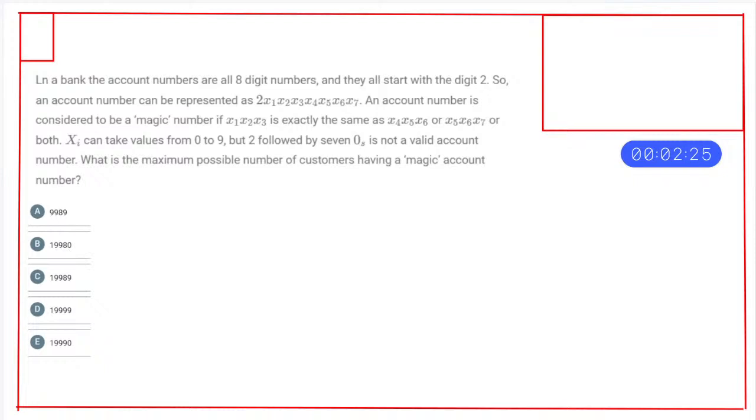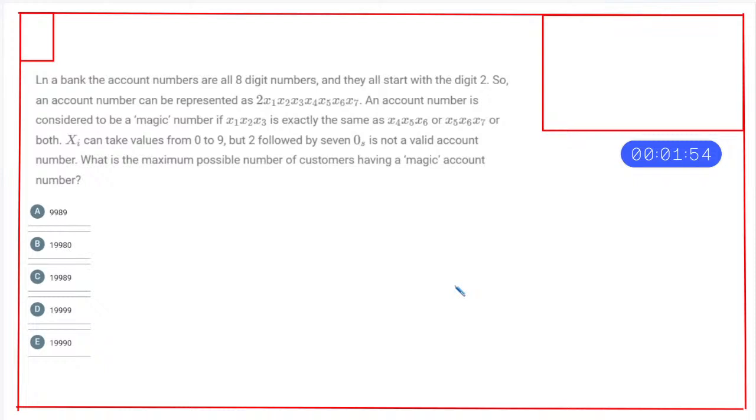Try this question. The question is saying a bank's account numbers are seven-digit numbers and they all start with the digit 2. So an account number can be represented like this format. An account number is considered to be a magic number if x1, x2, x3 is exactly the same as 4, 5, 6 or 5, 6, 7, where xi can take values from 0 to 9. These are the possibilities for digits, but the number is not valid if it has all zeros after the 2.